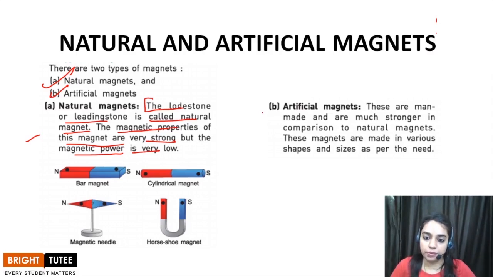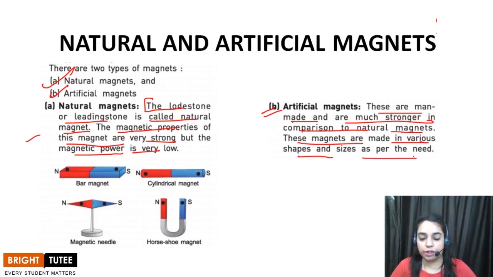Okay, so what are artificial magnets? These are man-made, and these are much stronger in comparison to natural magnets, and these magnets are made in various shapes and sizes as per our need for them.